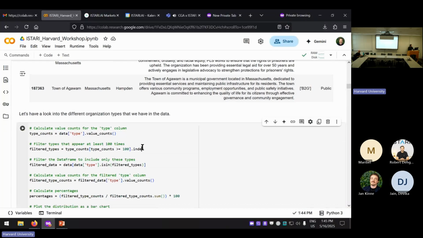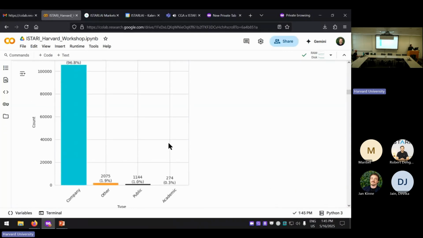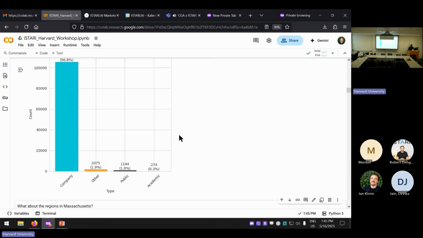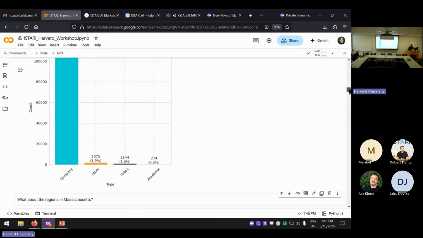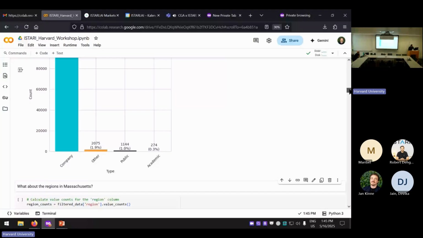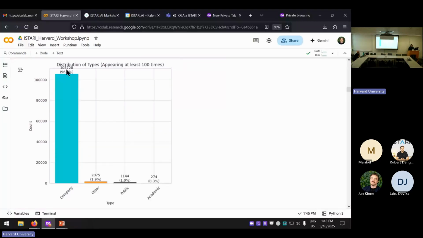And now maybe we first want to have a look at the types of observations we have in the data set. And you can see, like 96%, 97% of the observations in the data set are companies, right? That's pretty normal, I would say, all around the world. In the US, the share of companies is even higher. In Europe, you have some more others. We have like 2,000 other types. Those can be everything from NGOs to, I don't know. We have around 1,100 public and 274 academic organizations. Okay, so that's in the data set we provided.